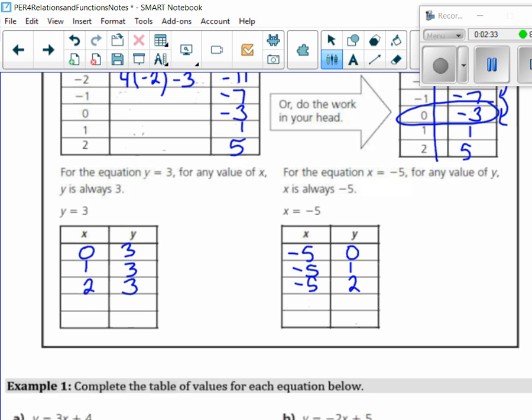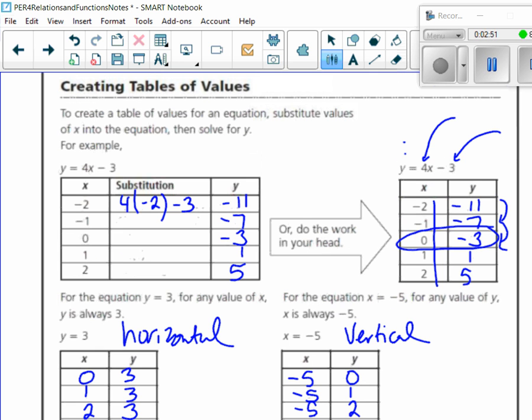Now, does anybody remember what this would graph versus this one? Y equals 3. Which one's vertical, which one's horizontal? Yeah, this one is horizontal, very good. And this is vertical. And does anybody know the name of this kind of line here that has a little bit of diagonal to it? Oblique, yes. This is called an oblique line. Remember that term from grade 9?